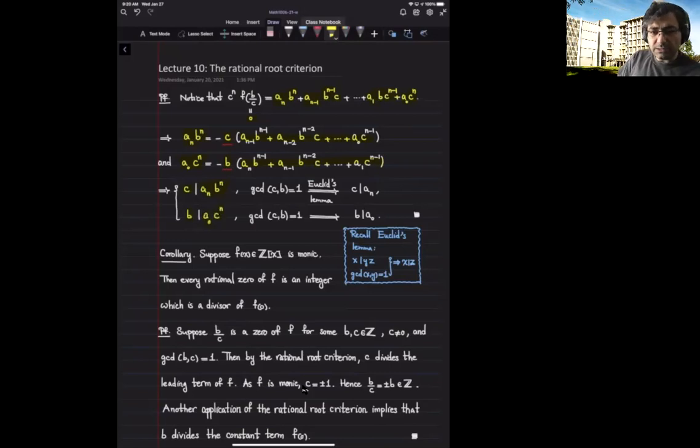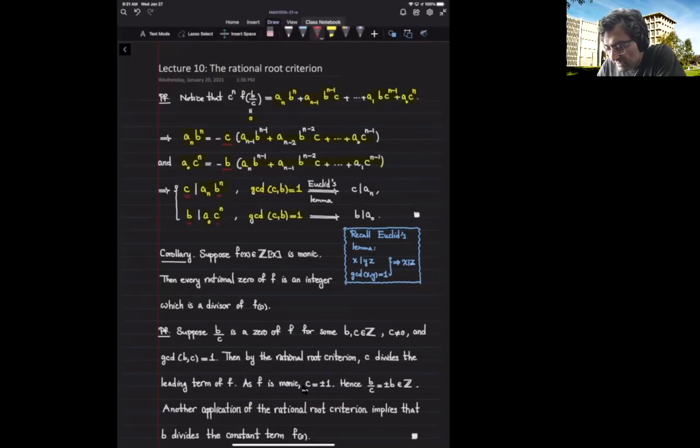Now, what do we know? B over C was in the simple form. This means they were coprime. So the GCD of B and C is 1. This means this B and this C, they have no common prime factors.